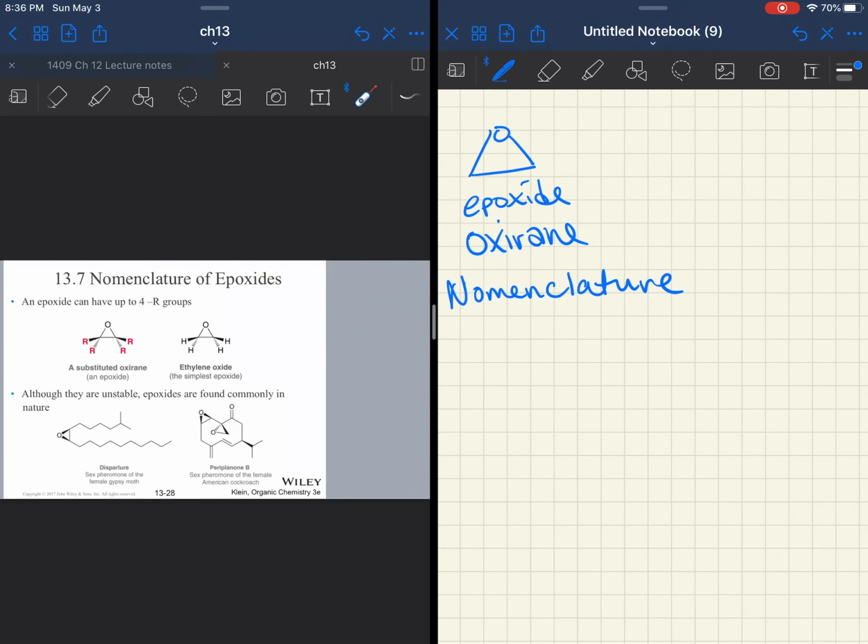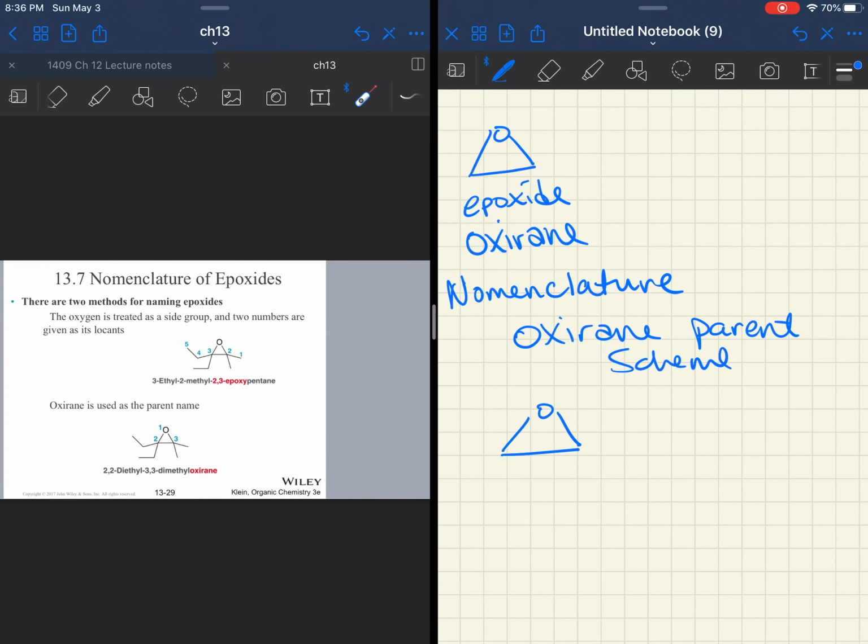So one is more simple and one treats it as a substituent. So we're going to go with the oxirane parent scheme, right? So this is the name. If you have a fairly simple structure here, it's this portion down here. So you can have these different R groups, and so I'll do something like this.